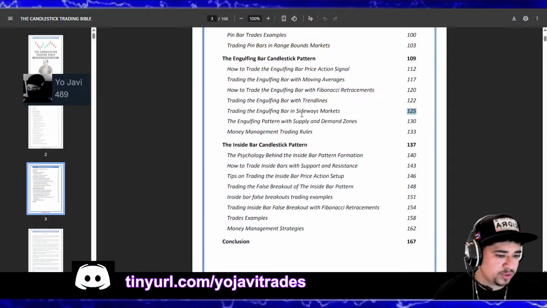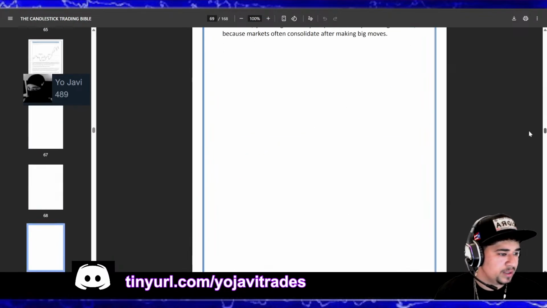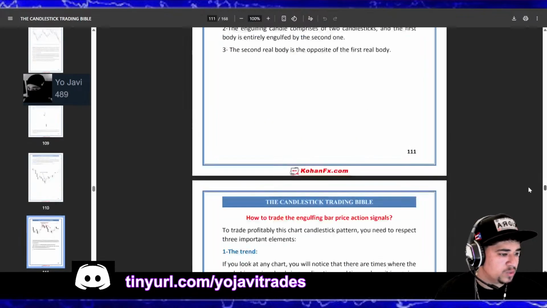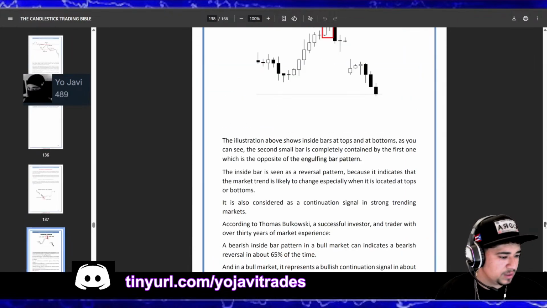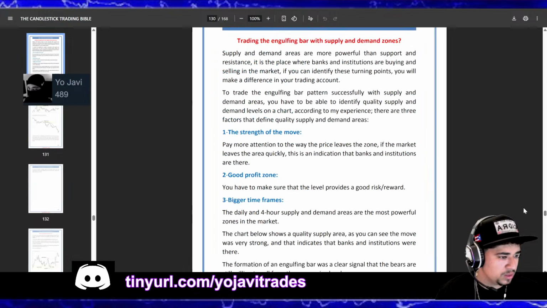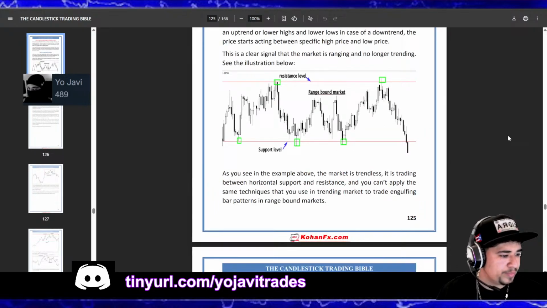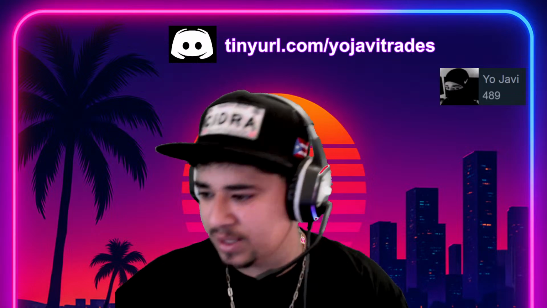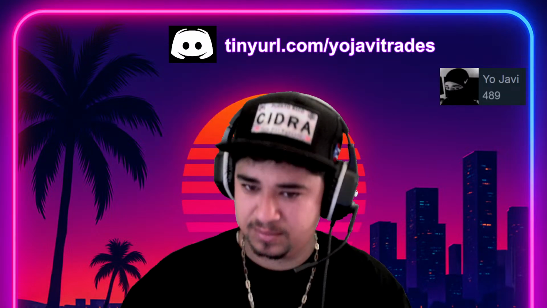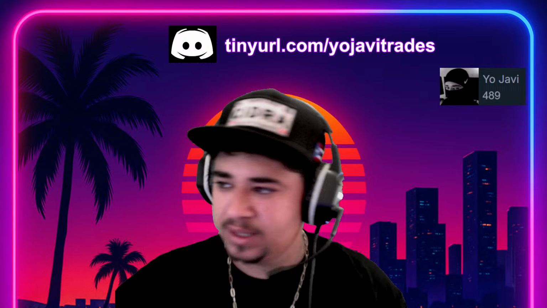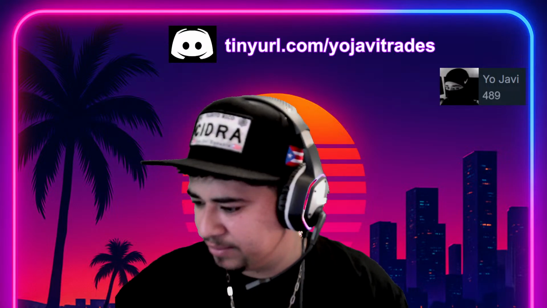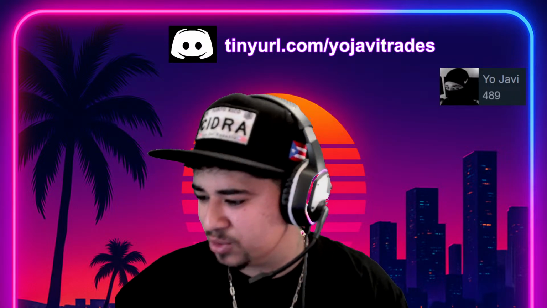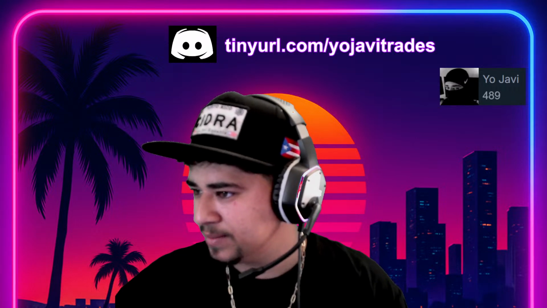Okay. Trading the engulfing bar in sideways markets, page 125. Let me go there first. Page 125, the Candlestick Trading Bible. Let me share the link in case somebody doesn't have it. Here's the link. I just shared the link. Is there a way for this to stay even after the stream? That's the only thing I'm not sure about.